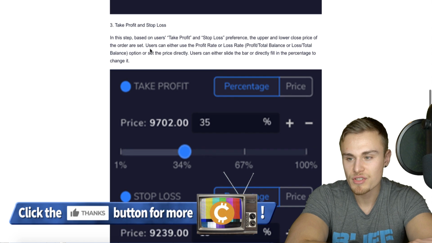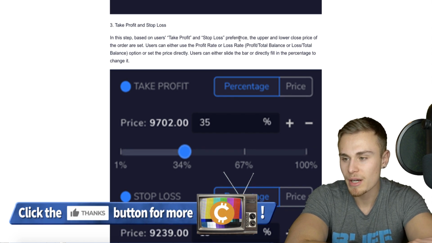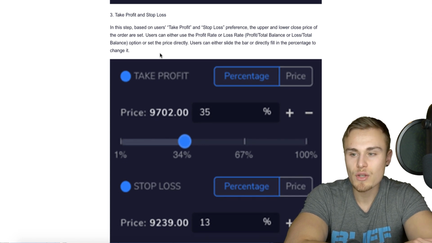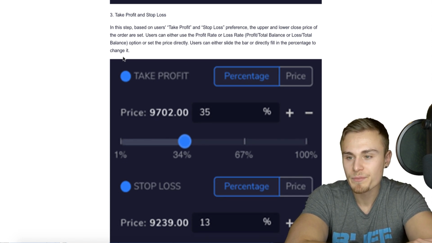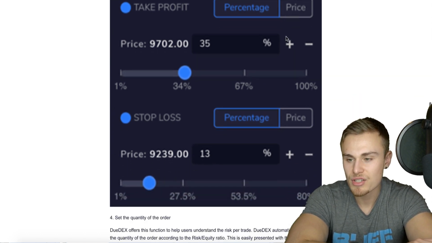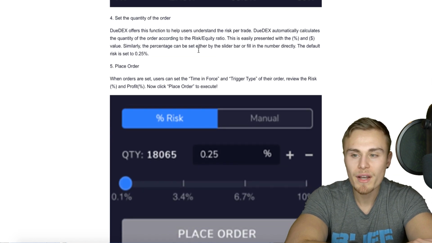In this step, based on the user's take profit and stop loss, reference the upper and lower close price the orders are set. Users can either use the profit rate or loss rate option or set the price directly. Users can either slide the bar or directly fill in the percentage to change it. So you can set the quantity of the order.